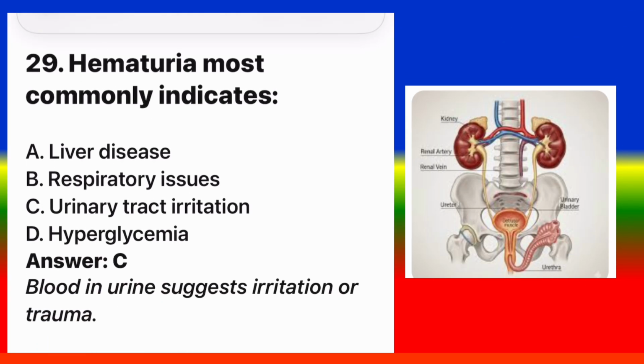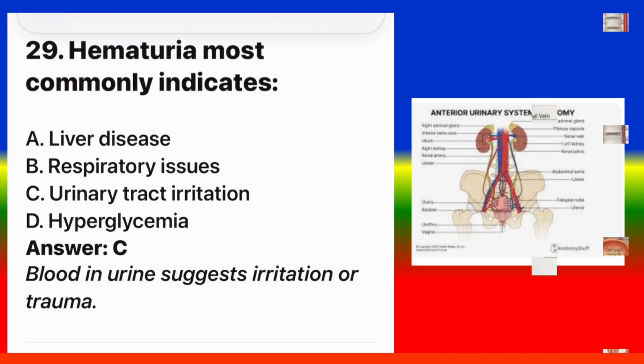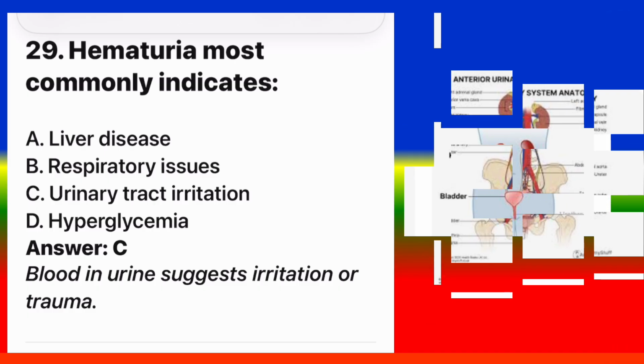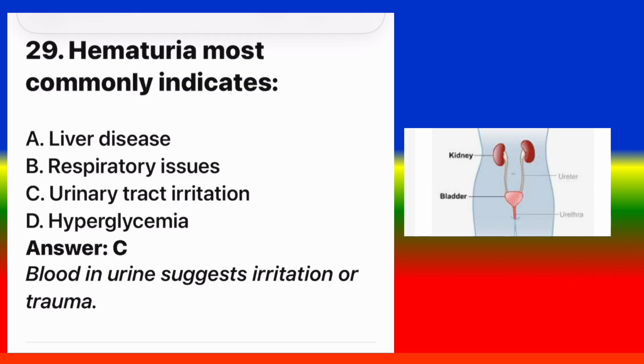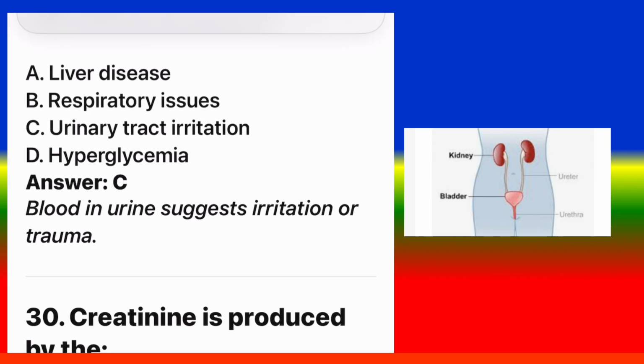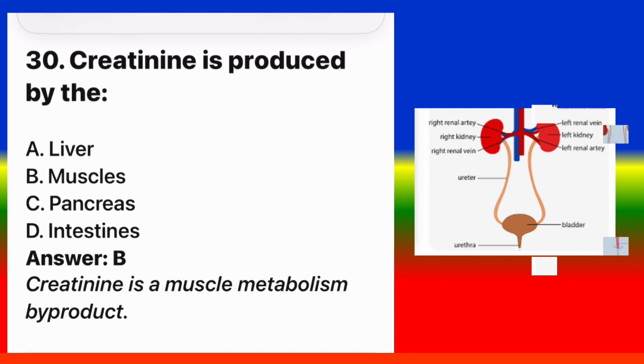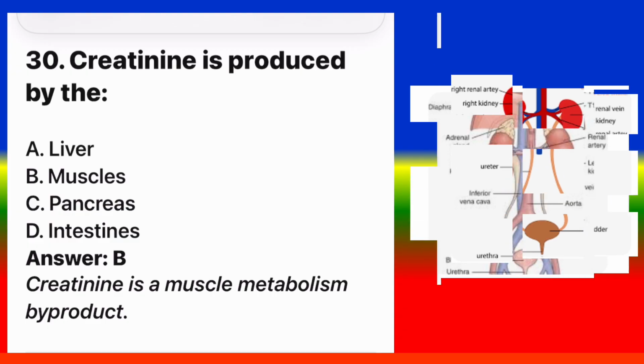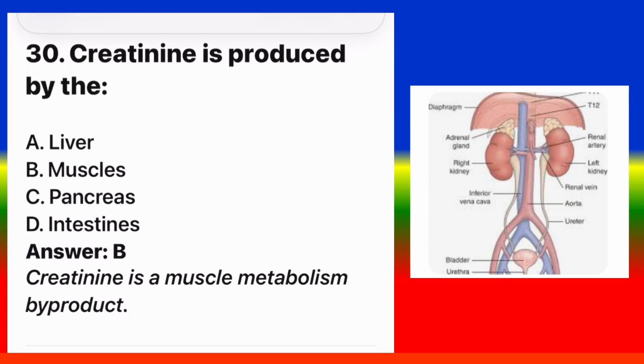Number 29, hematuria most commonly indicates: A, liver disease; B, respiratory issues; C, urinary tract irritation; D, hyperglycemia. Answer C, blood in urine suggests irritation or trauma. 30, creatinine is produced by the: A, liver; B, muscles; C, pancreas; D, intestines. Creatinine is a muscle metabolism byproduct.